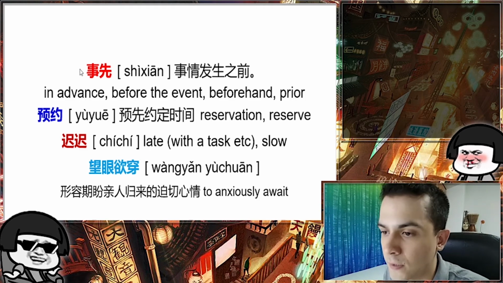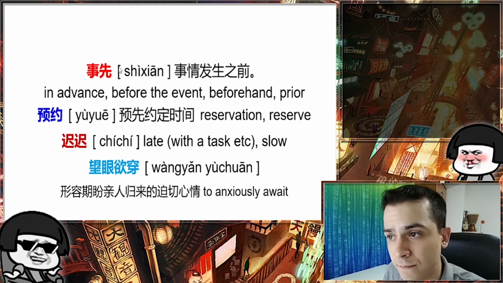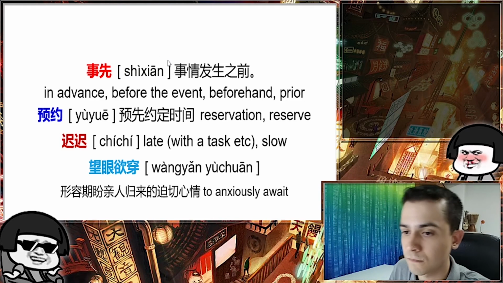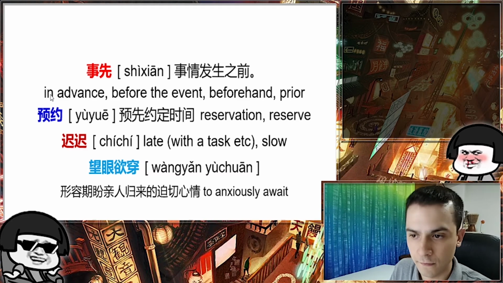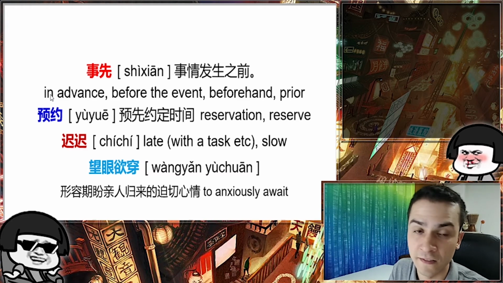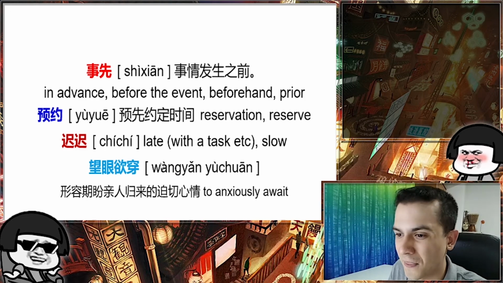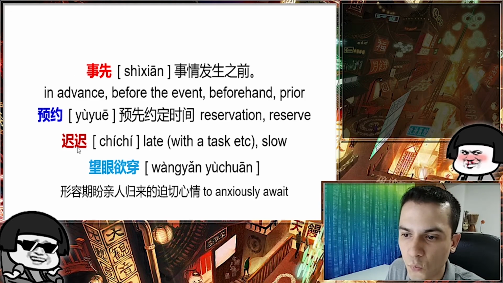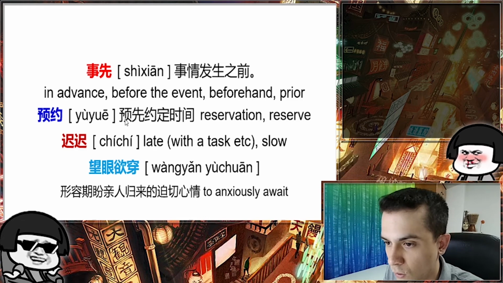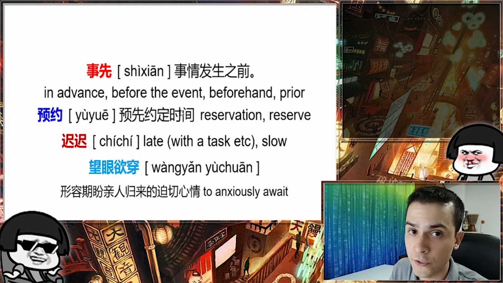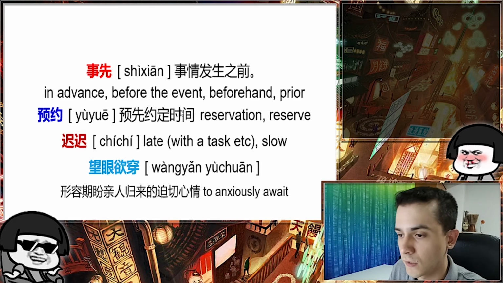Alright, so the first one, 事先, which means 事情发生之前. Okay, in advance. It's an adverb, alright? Before things happen. In advance. Okay, then we have 预约, 预先约定时间. To make a reservation. Okay, to make an appointment. Alright, so that's pretty easy.